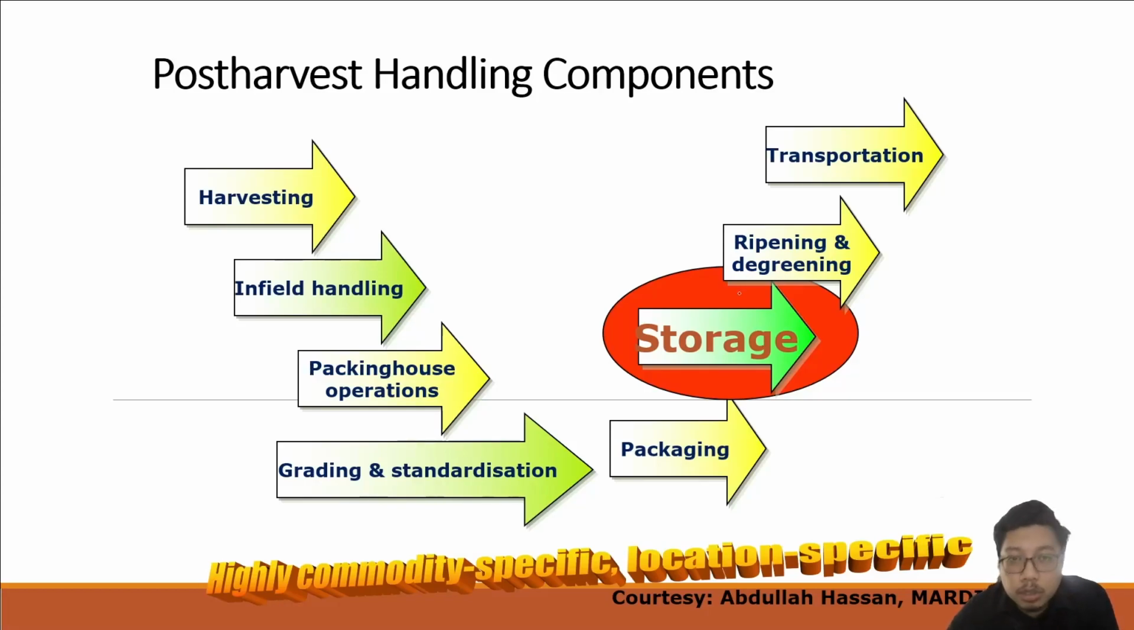Okay, so after the storage, if we want to sell it, then we can have treatment, ripening or degreening treatment, and then transportation. Okay, then we can sell. So this process is to make the crops ripen, because during storage we inhibit the ripening process. So when we want to sell the produce, the fruits for example, we need to initiate the ripening process.